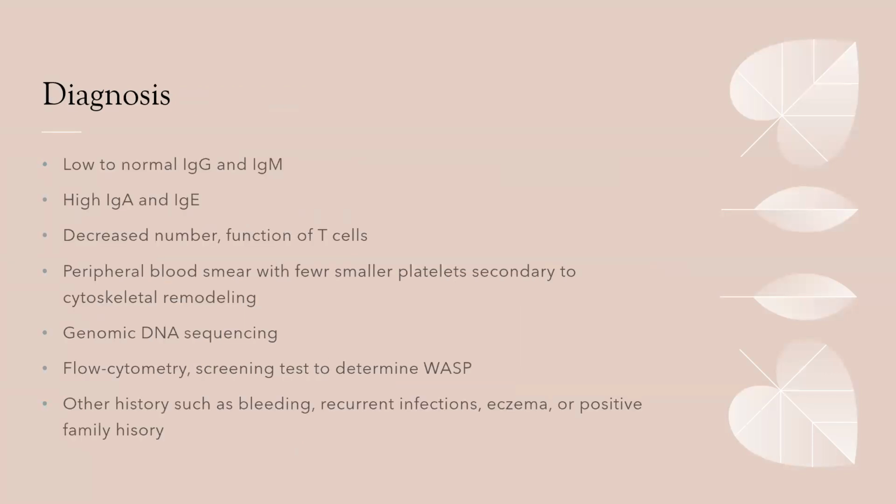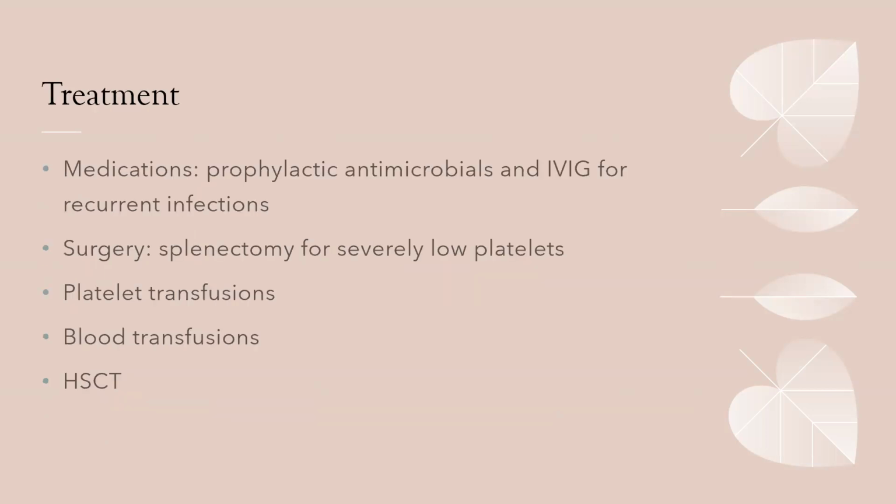So the diagnosis for this is made via certain labs. Labs can show low to normal IgG and IgM, while they will be showing high IgA and IgE levels. There will be decreased number and function of T cells, and the peripheral blood smear will show fewer, smaller platelets secondary to cytoskeletal remodeling. Diagnosis can also be made via genomic DNA sequencing and flow cytometry, which will be used to determine the WASP gene status. Other methods for diagnosis include a history of bleeding, recurrent infections, eczema, or a positive family history with this condition.